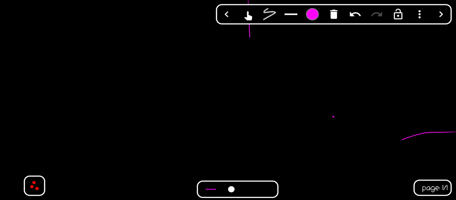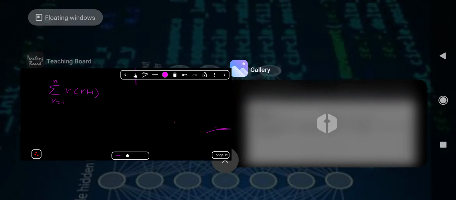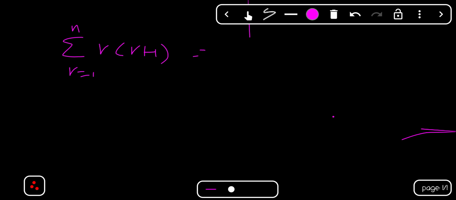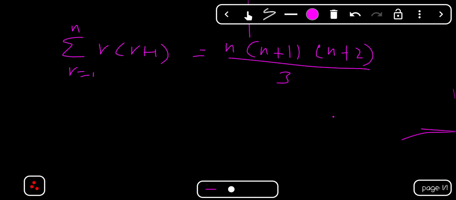First of all, let's write down this summation, r from 1 to n. You remember that it can be derived, and n plus 1 plus n times n plus 1 times n plus 2 over 3. First of all we have to show that this is working for the first term, n equals 1.